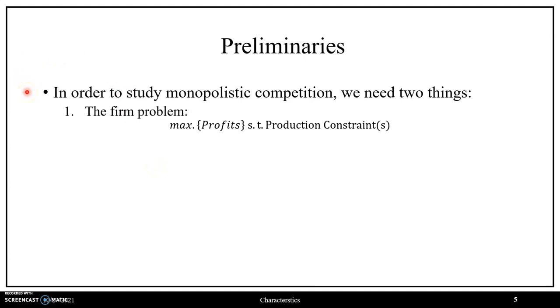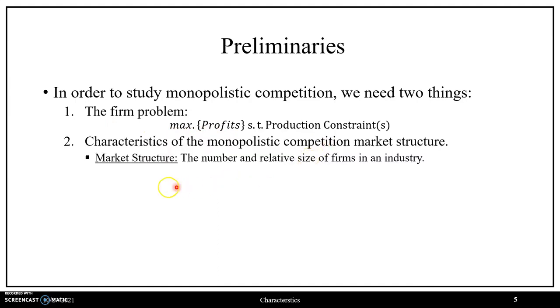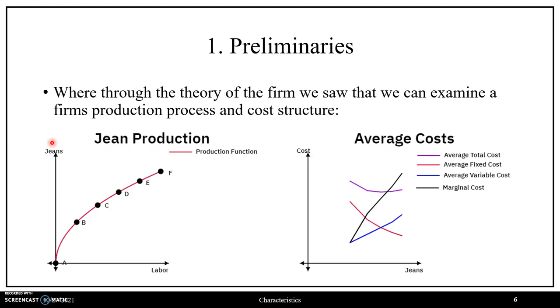Beginning with the preliminaries, as we saw with prior market structures, in order to study monopolistic competition, we will need two items. The first being the firm problem, maximize profits subject to the production constraint, and the second being our market structure assumption, in which this case is going to be the monopolistically competitive market structure. Where, turning to our two items briefly again, we saw that through the theory of the firm, strictly looking at the firm problem, we can go through a firm's production process as well as their cost structure.